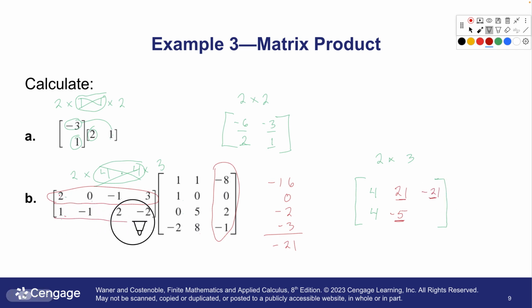And finally, we're going to take the second row times the last column, and that'll give us our very last spot. 1 times negative 8, negative 8. Negative 1 times 0 is 0. 2 times 2 is 4. Negative 2 times negative 1 is positive 2. So we get 6 and negative 8. That's negative 2.